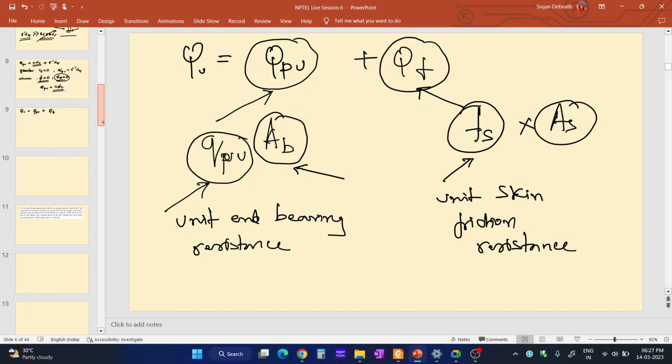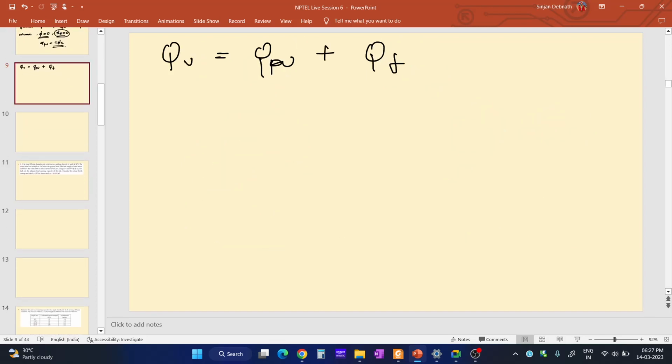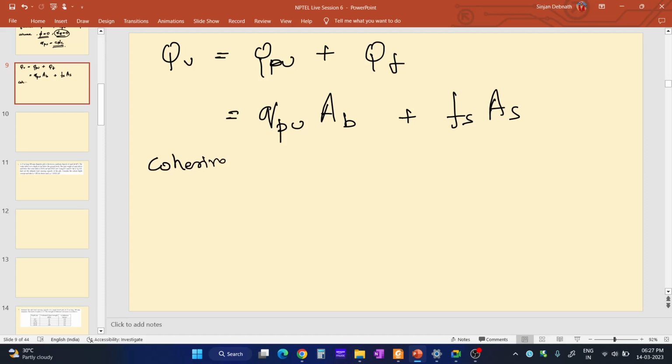Okay, let me just write it down once again over here. Small qpu into Ab plus fs As. You have all understood this equation. So for cohesive soil, fs, that is the skin friction, will be alpha. Alpha is the adhesion factor.